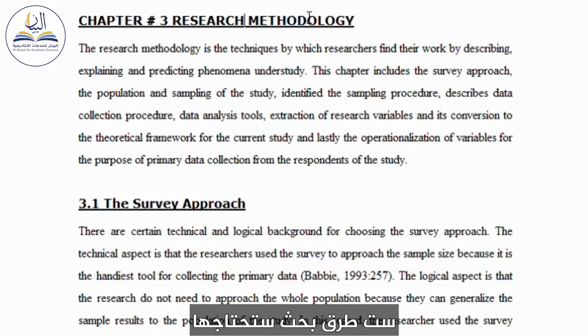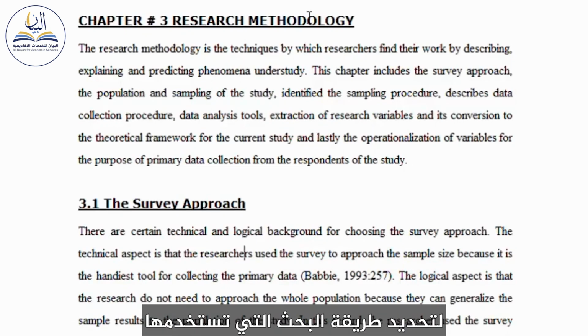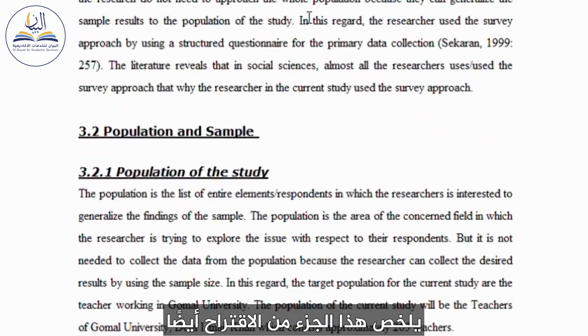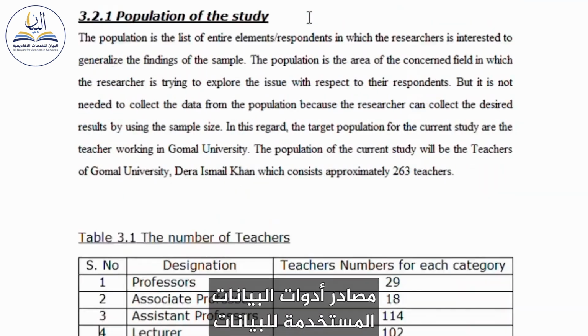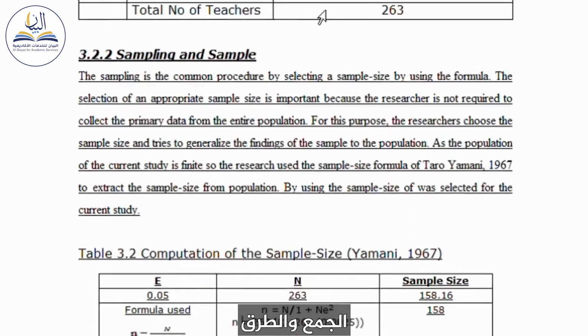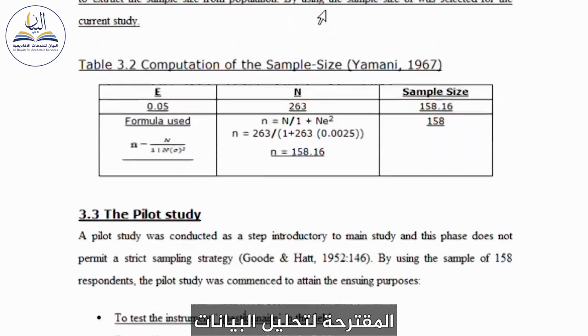6. Research methods. You will need to outline the research method that you will use within the framework of your research project. This part of the proposal also briefs the sources of data, tools used for data collection, and proposed methods of data analysis.